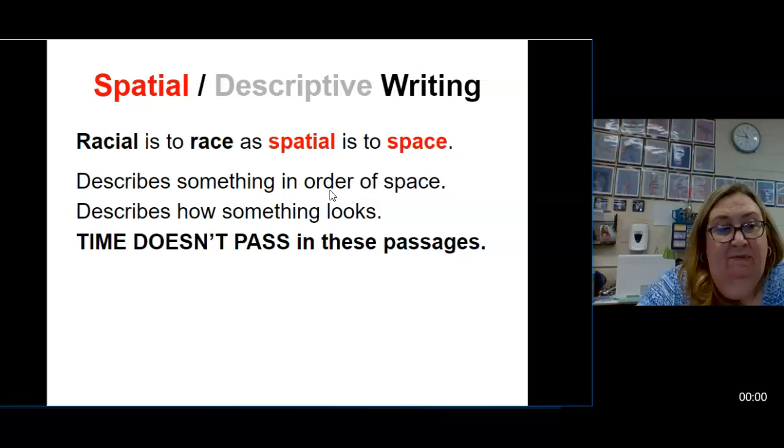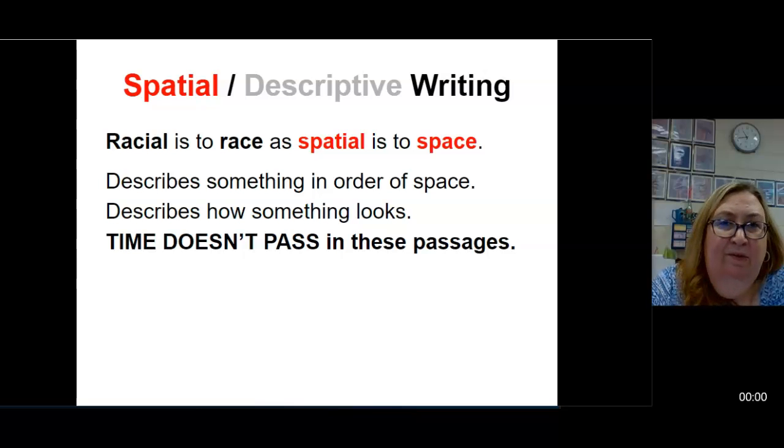Today we're going to be talking about descriptive writing, and some people call this spatial. Spatial has to do with the space, just like racial has to do with people's race. Spatial has to do with the space. When we do descriptive writing, we're really not talking about time passing in those passages either. It's not about telling a story that this happened, then this happened, then this happened. Descriptive writing is to describe what something looks like, how it works, what it sounds like, what it feels like. You're using all of your senses to create that descriptive writing. You can often describe something in reference to where it is in a room or where it is in relation to something else. Basically, what we're talking about is you're describing what something looks like.